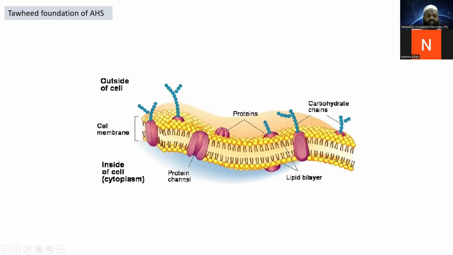The protein channels embedded in the phospholipid bilayer, which you can also call transport proteins, facilitate the selective transport of ions and molecules across the membrane, including nutrient uptake and waste removal. They enable passive or active transport, helping the cell maintain homeostasis.